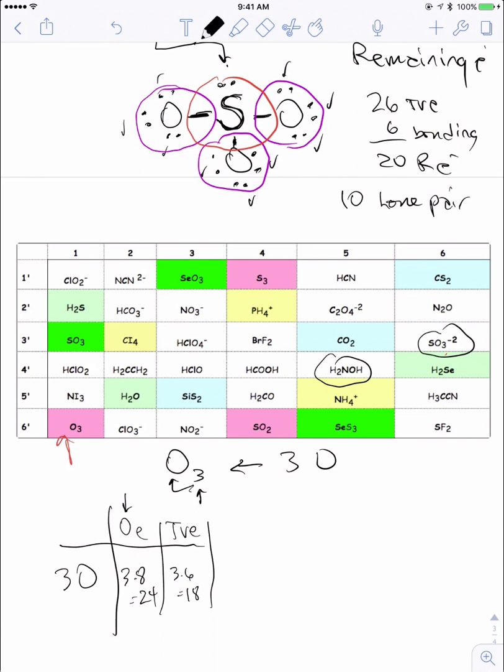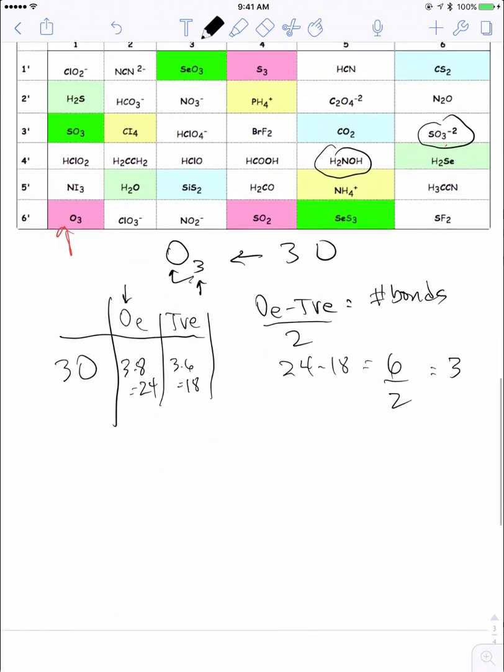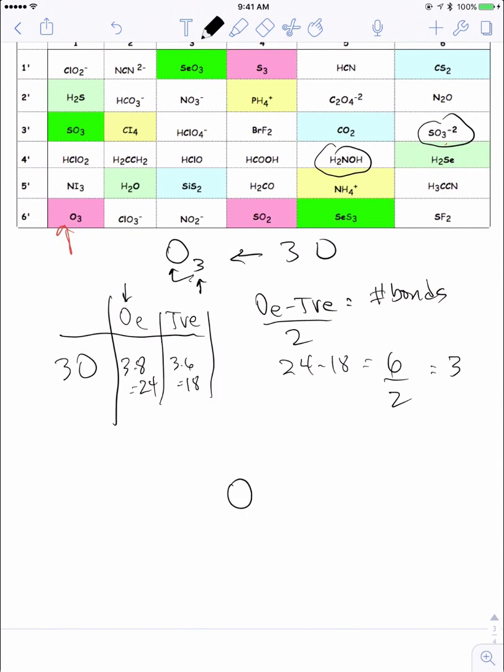Remember that the difference, octet electrons minus total valence electrons, is the number of electrons in the bonds. And if you divide that by 2, you have the number of bonds. So in this particular case, 24 minus 18 happens to be 6. And if you divide by 2, you get 3 bonds. So let's go ahead and do this. One of the oxygens is going to be in the center, and we put 3 bonds for this particular structure. Put one here, one here.